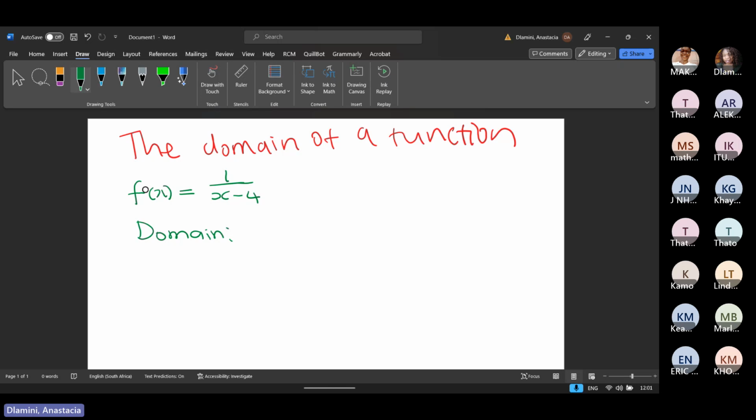Try. Guys, you rather try than just keeping quiet. Please try. What is the domain of this function?